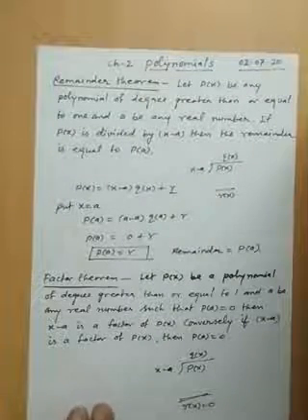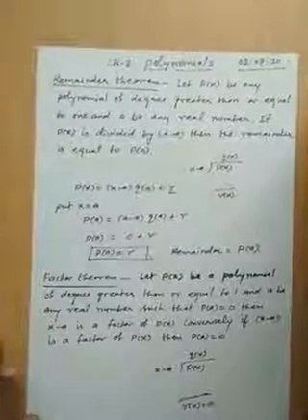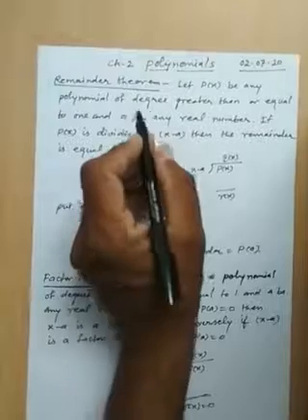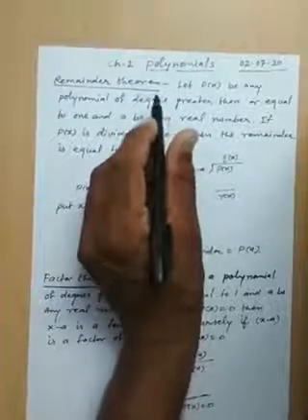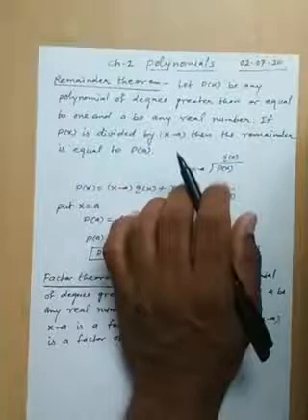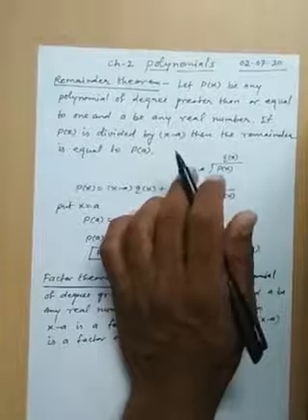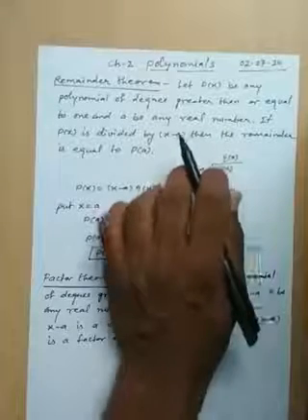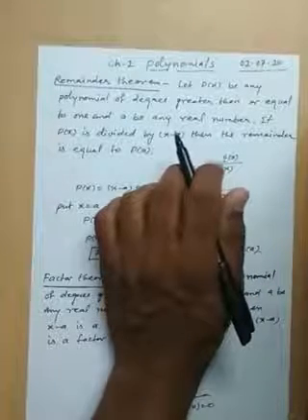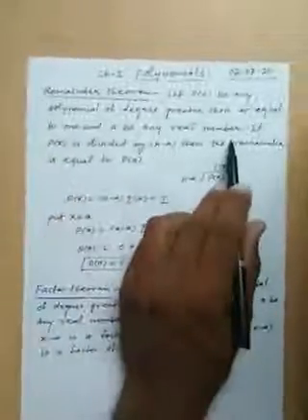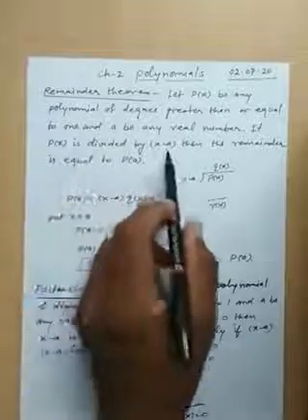Before going to the practice of the remainder theorem and factor theorem, first of all understand the remainder theorem. The remainder theorem is applicable to two polynomials. Out of the two polynomials, one will be a linear polynomial and the other has degree greater than or equal to 1. So first, let p(x) be any polynomial of degree greater than or equal to 1 and a be any real number. If p(x) is divided by x minus a.